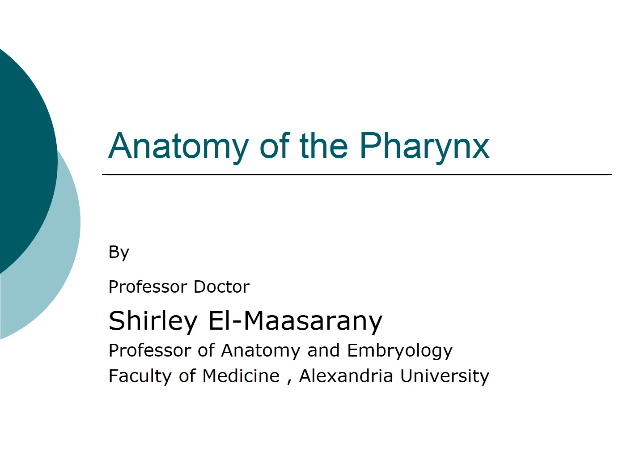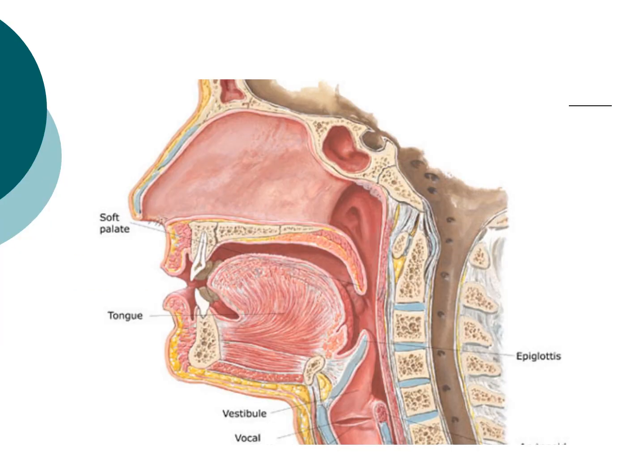Good morning, everybody. Today we are going to discuss the anatomy of the pharynx. The pharynx is a muscular tube which is present in this region here. It lies behind the nasal cavity, the oral cavity, and the larynx. So here we find the hard palate, soft palate.